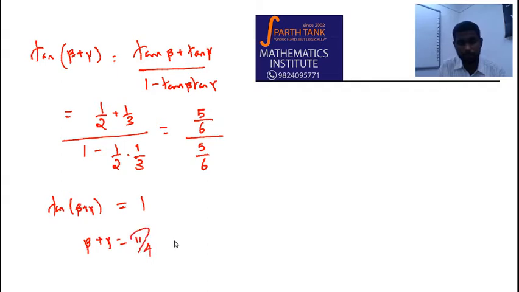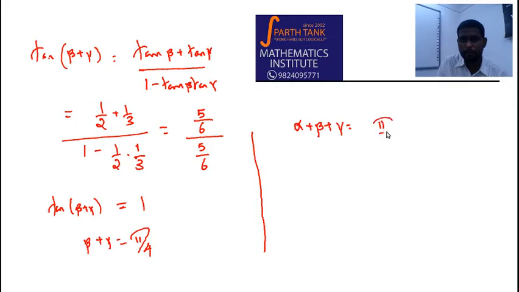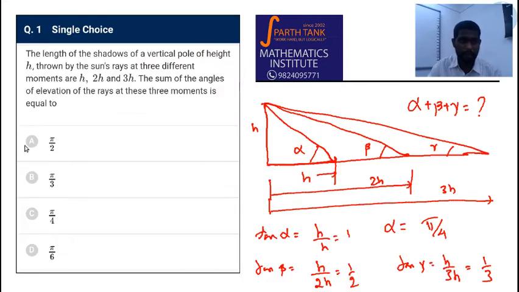pi by 4. So remember, very interesting: if you have two angles whose tan values are 1 by 2 and 1 by 3, adding them gives pi by 4. Could be a useful piece of information in some other problems. So alpha plus beta plus gamma obviously is pi by 4 plus pi by 4, pi by 2. So pi by 2 is option A here.